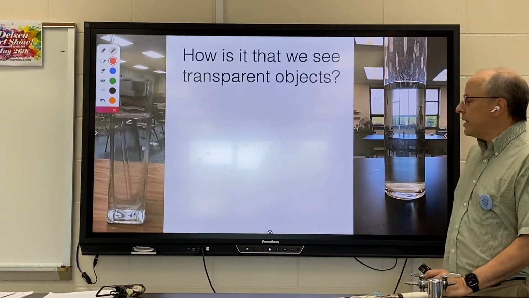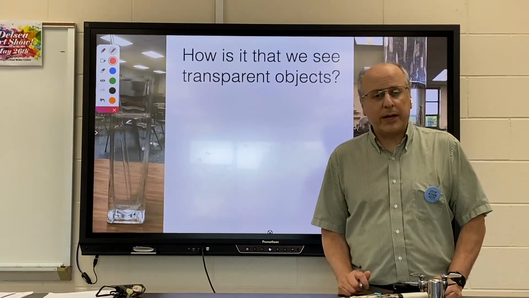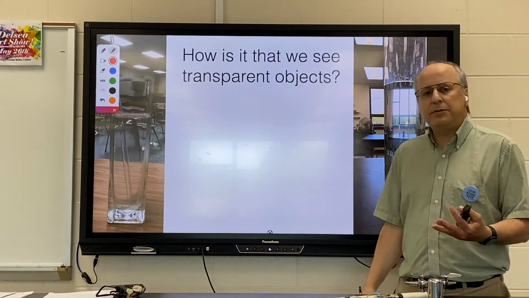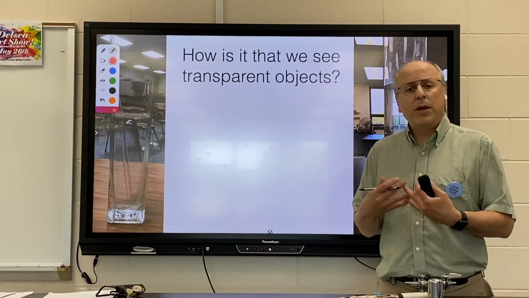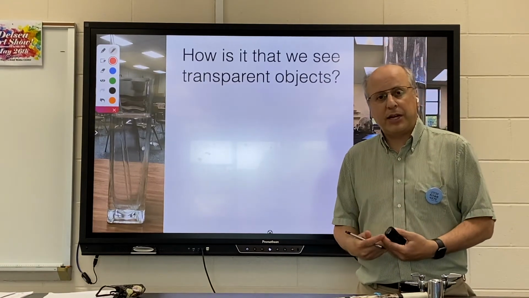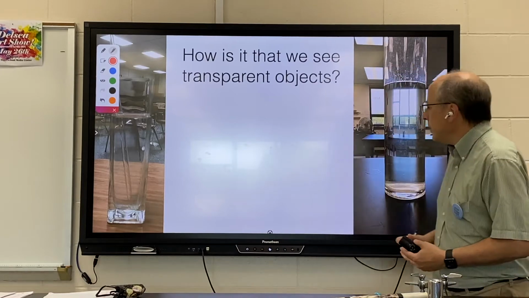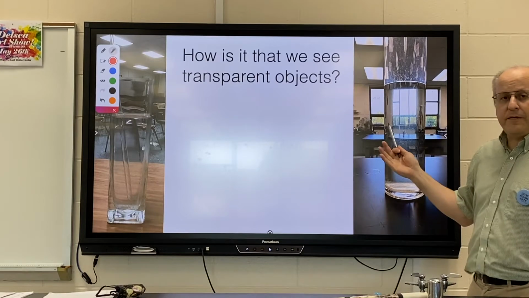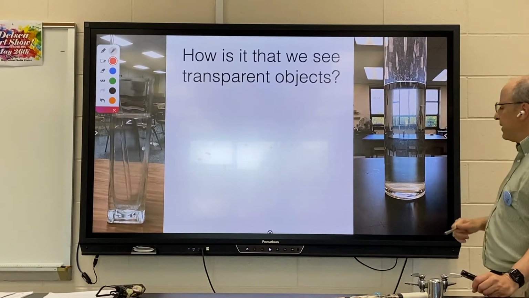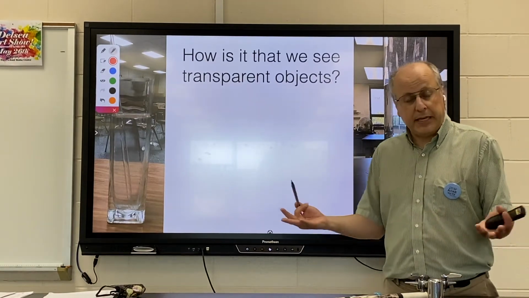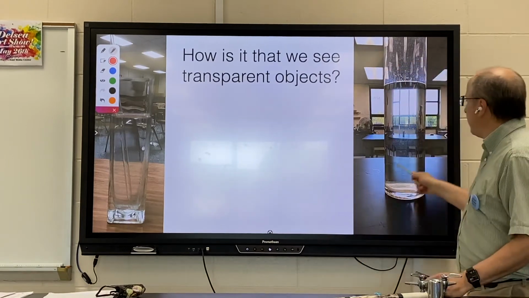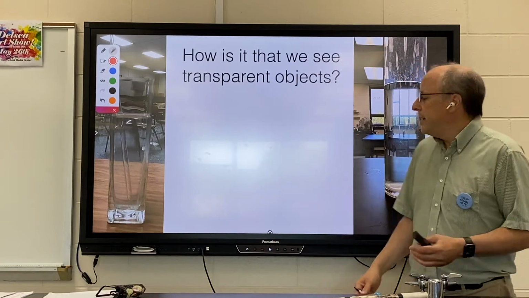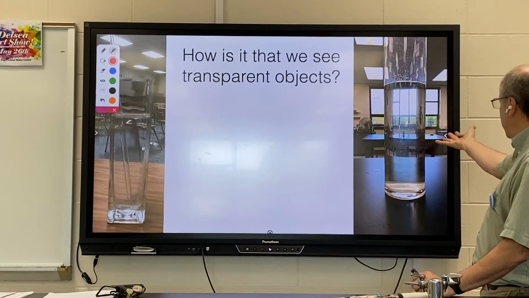Okay, so the first thing I'd like you to know, and you can write this question in your notes, is how is it that we see an object if the object is transparent? We would think that a transparent object should be invisible. So when we look at something that's transparent, like this giant vase, we know it's made of glass. We know the glass is see-through, and it's filled with water, which is also transparent and see-through. And yet, somehow, we can see it.